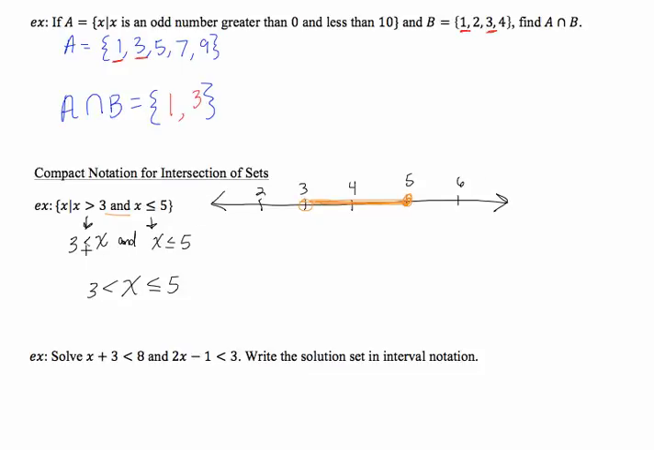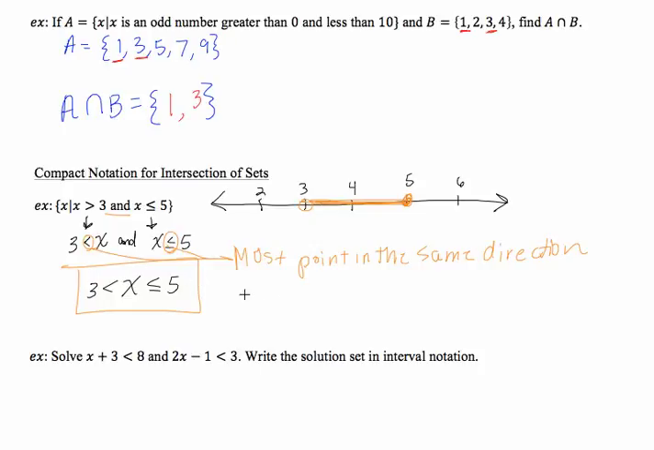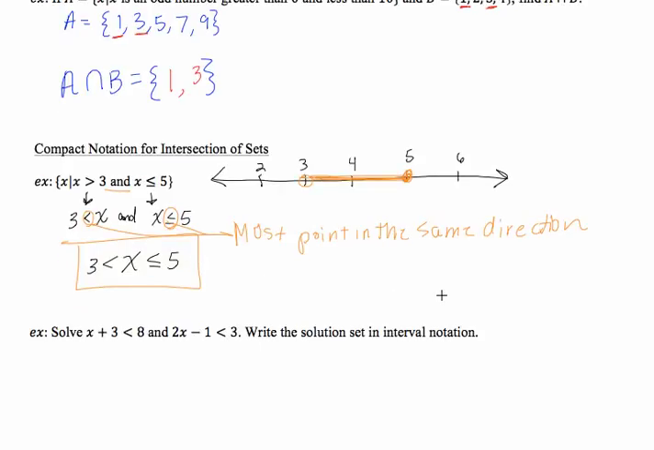Now notice these two inequalities point in the same direction. They're both less than signs. Because otherwise this inequality would not make sense. It only works if both inequalities point in the same direction in order to write it like this. So this is the compact notation for an intersection of two sets that are intervals of real numbers.